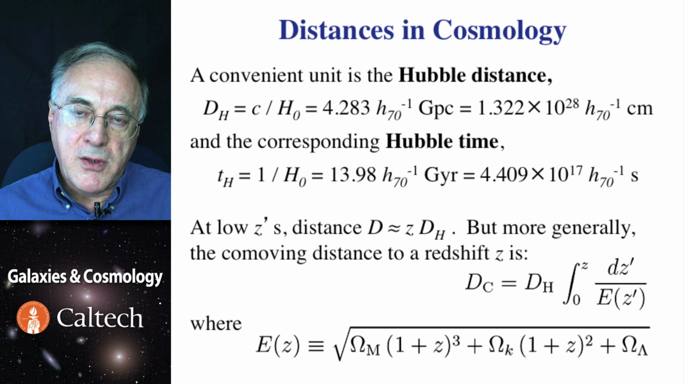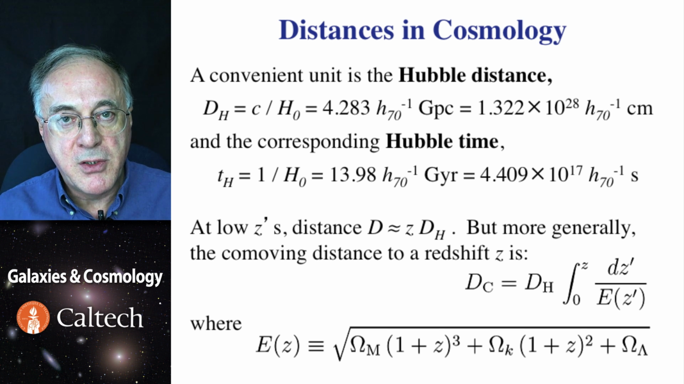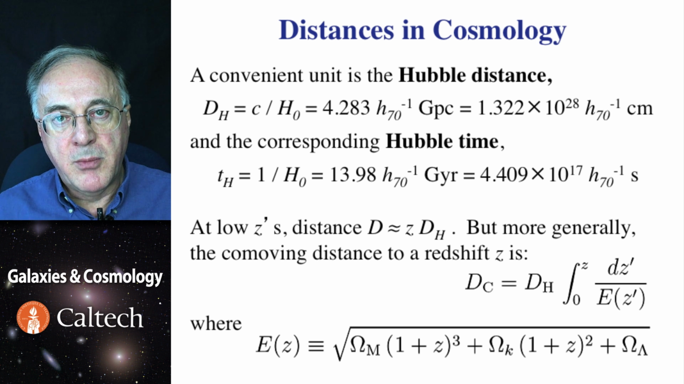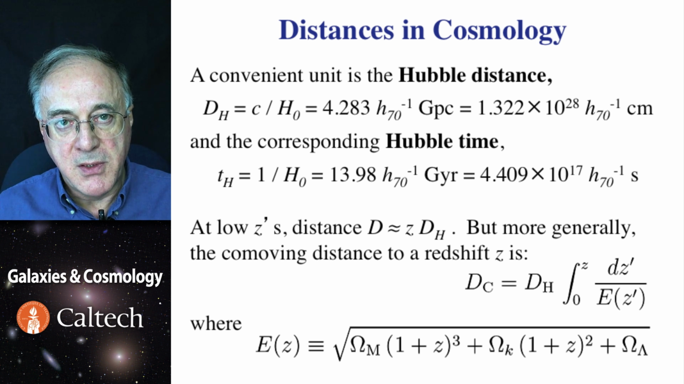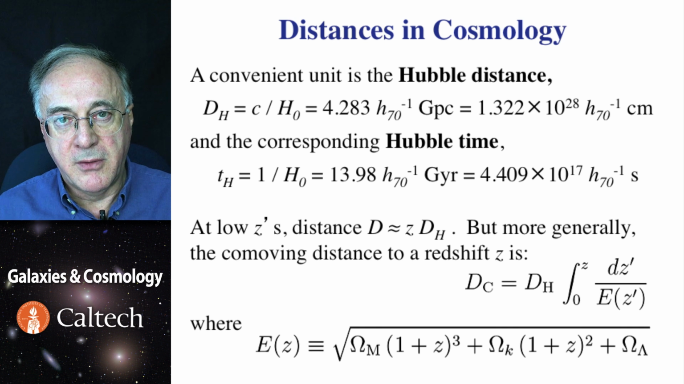Now, at low redshifts, the expansion is linear. Hubble's law applies, and the distance is simply redshift times the Hubble distance. But the further out we go, the relativistic effects come into play, and things are a little more complicated. Generally speaking, we can compute the co-moving distance, in coordinates that do expand with the expanding space, as follows. We can integrate the element of redshift divided by the function E of z, which is really the Hubble constant at that given time, and which is given here.